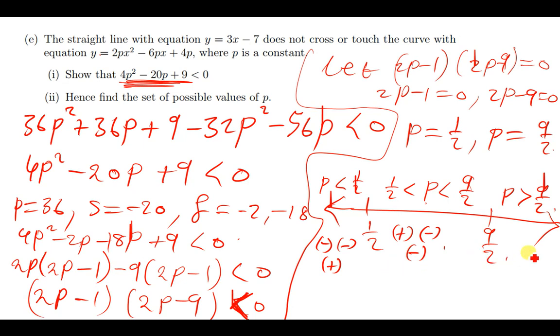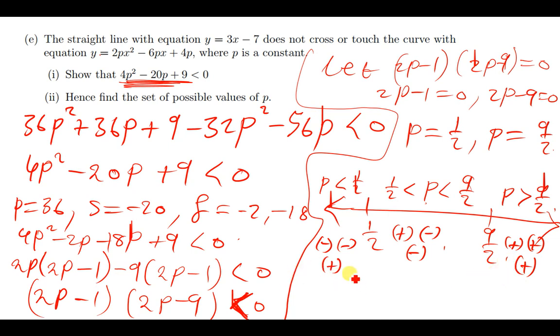So we can also test any number that is greater than 9 over 2. We can even get a 5. So 5 times 2, the answer is 10. 10 minus 1, the answer is 9. So that is a positive 9. Then the same number 10, we test it there. 10 minus 9, the answer is 1, which is also positive. Positive times positive, we get a positive.